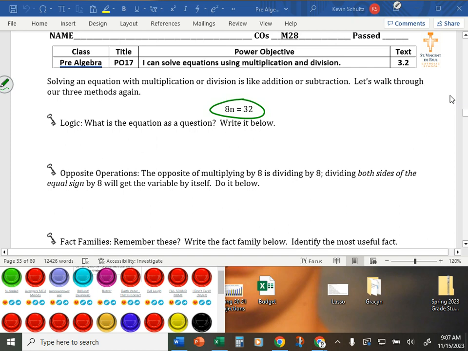8. Yes. What does that say right there? I was just getting a pencil. That's not what it says. What does that say right there? 8 times n equals 32.